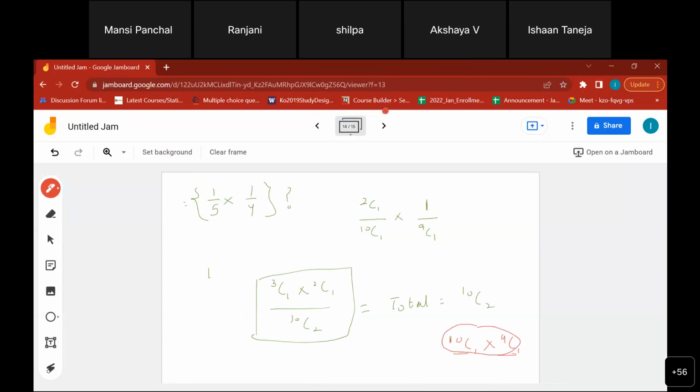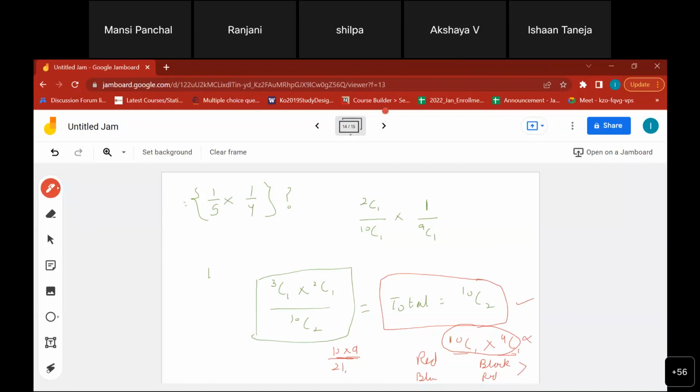10C1 means in the first draw I can have any of the 10. Suppose I draw red in the first and then I draw black. Or it is possible to draw black first and then red. So we are not removing those duplicate cases. To remove those duplicate cases, it should be 10C2, right? I need to divide by 2 factorial. Correct. So it would be 10C2 and not 10C1 into 9C1.